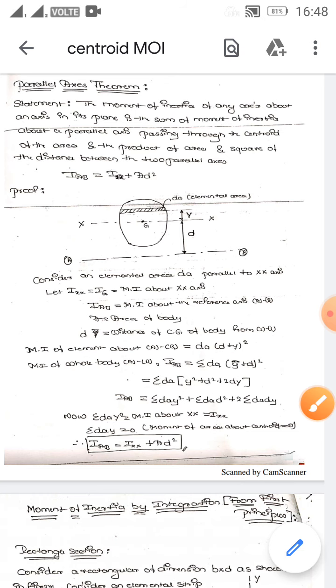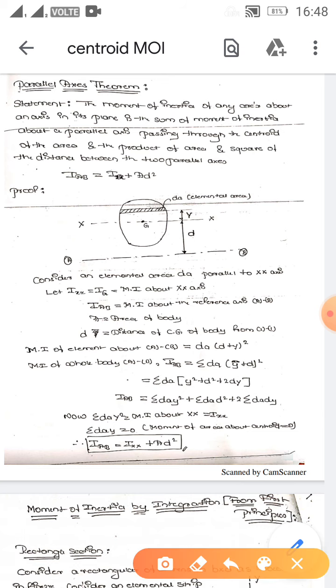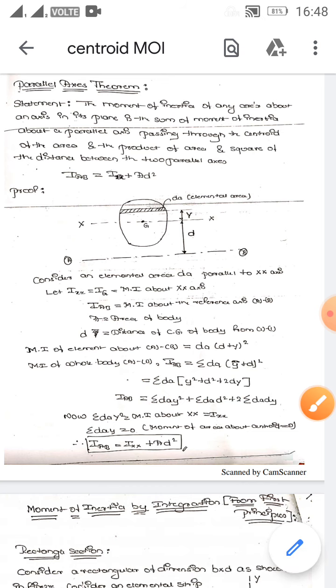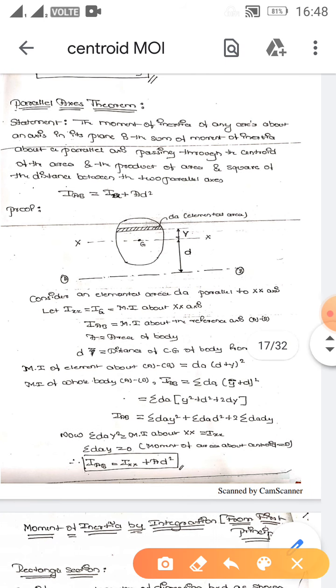We know that (a + b)² is equal to a² + b² + 2ab. So I'm going to expand this part (y + d)² as y² + d² + 2 into d into y. Keeping the summation of dA as it is, we respectively multiply this segment with dA, and we're going to get the next part.